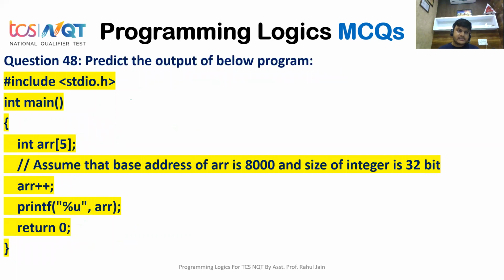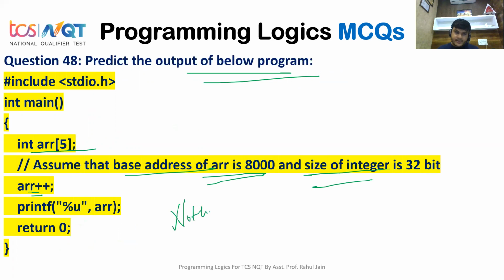The next question is, predict the output of the below program, and the program is in front of you. Int array[5], assume that the base address of the array is 8000 and the size of an integer is 32-bit. So array++, what would be printed? So guys, if you see here, nothing would be printed, right? It would show an error. Why?